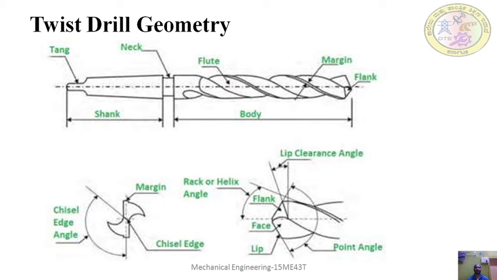So this is the figure for the twist drill geometry. You can see that it consists of various parts: shank, tang, neck, body, flute, margin, flank, chisel edge, face, lip, point angle, clearance angle, etc. So let me discuss one by one all the parts of this twist drill.